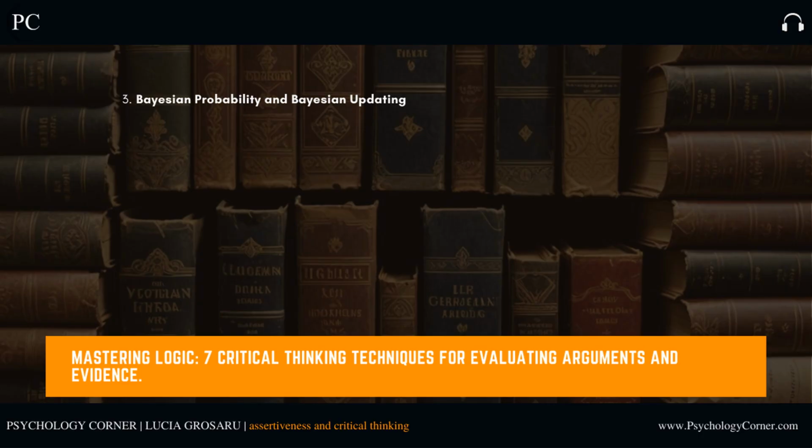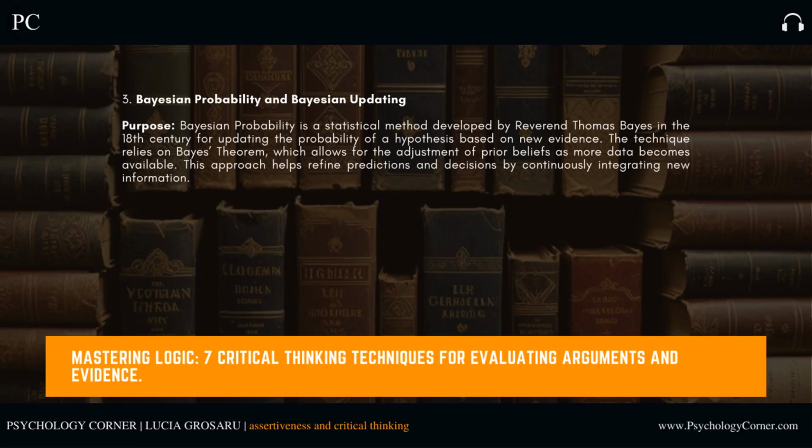3. Bayesian probability and Bayesian updating. Purpose. Bayesian probability is a statistical method developed by Reverend Thomas Bayes in the 18th century for updating the probability of a hypothesis based on new evidence. The technique relies on Bayes' theorem, which allows for the adjustment of prior beliefs as more data becomes available. This approach helps refine predictions and decisions by continuously integrating new information.